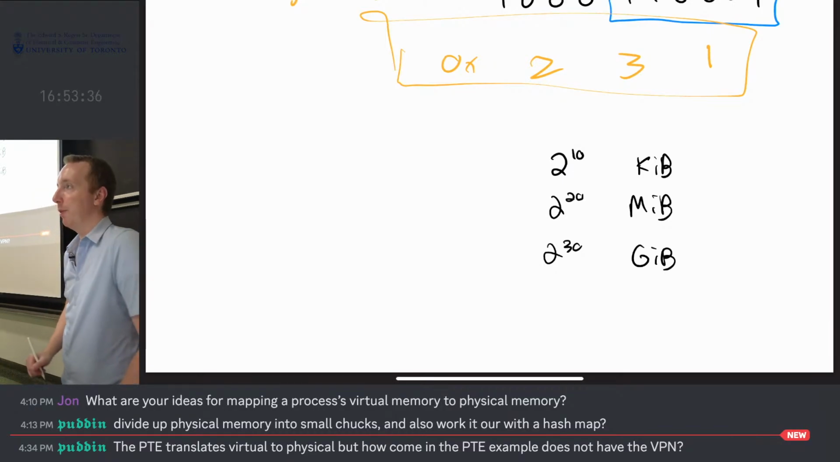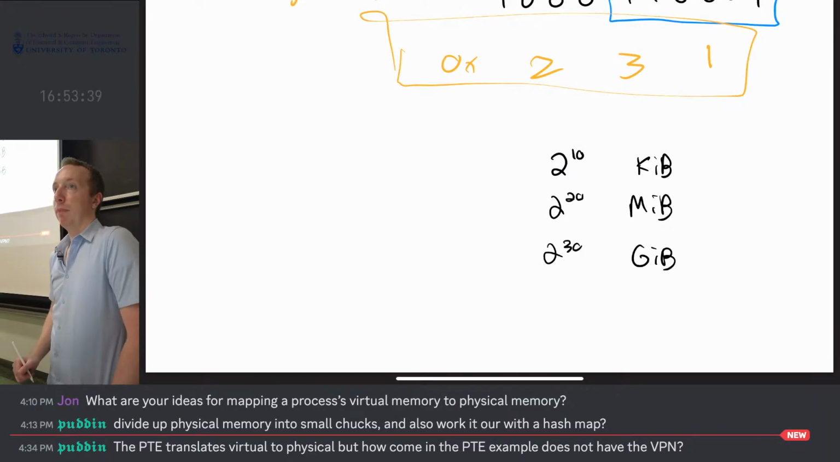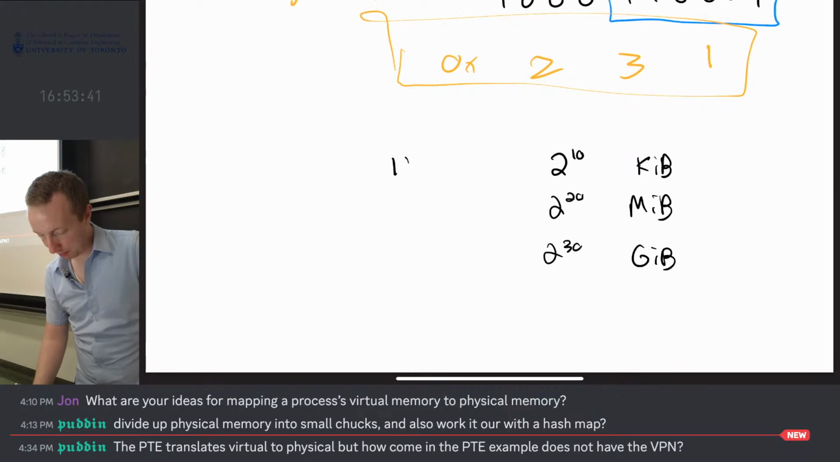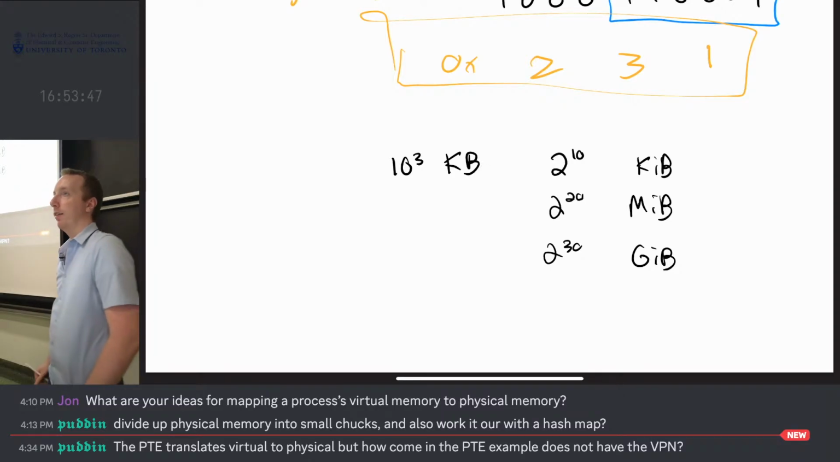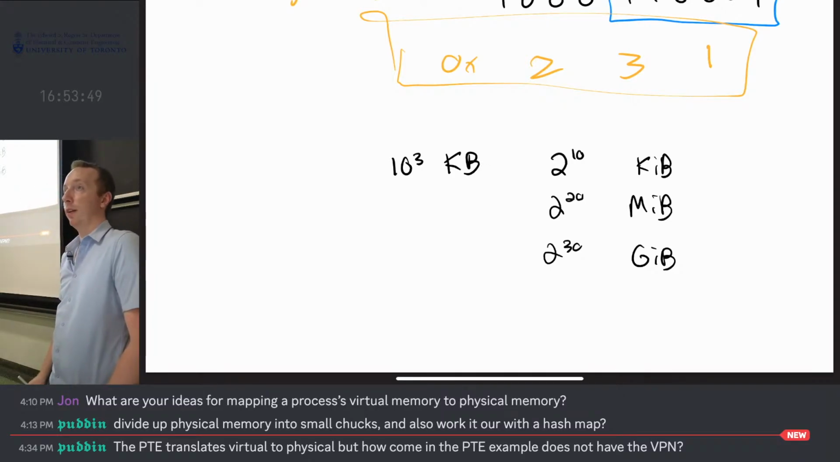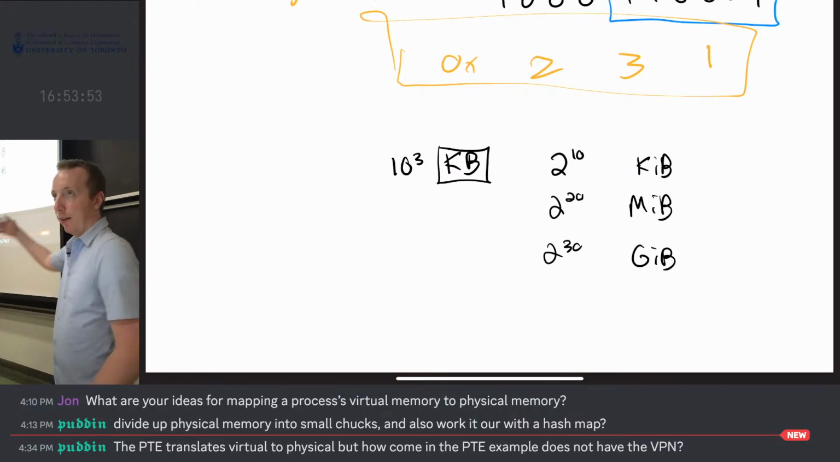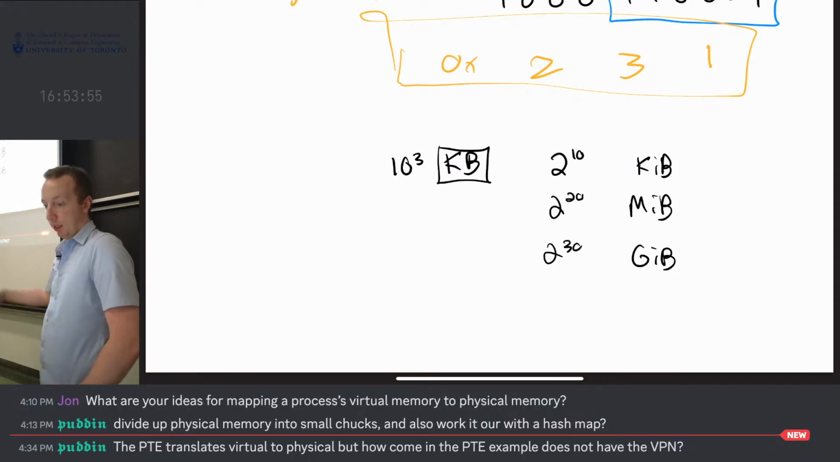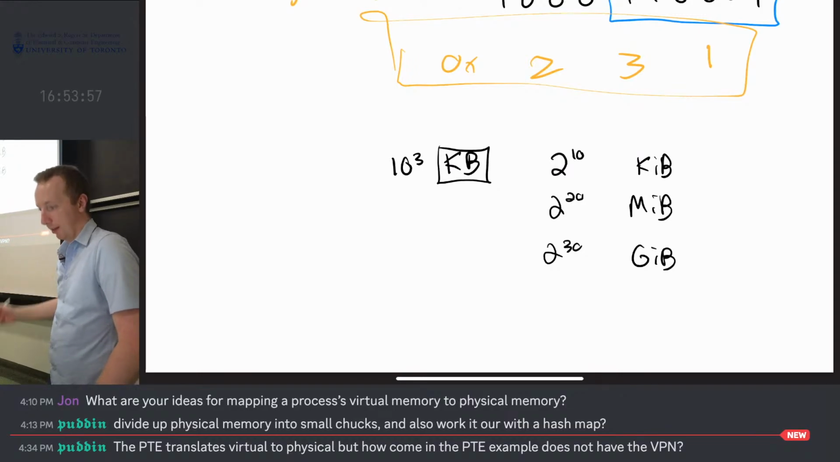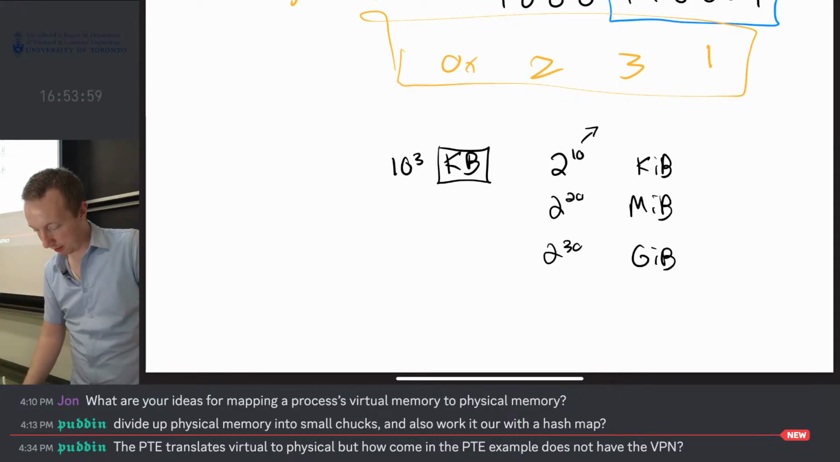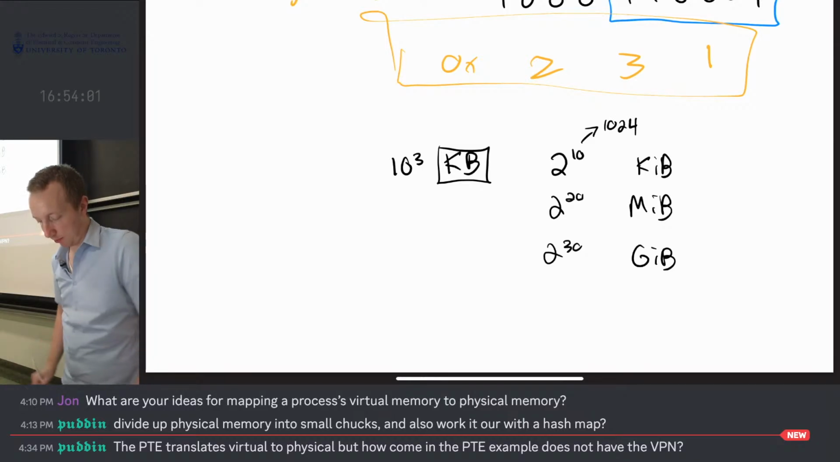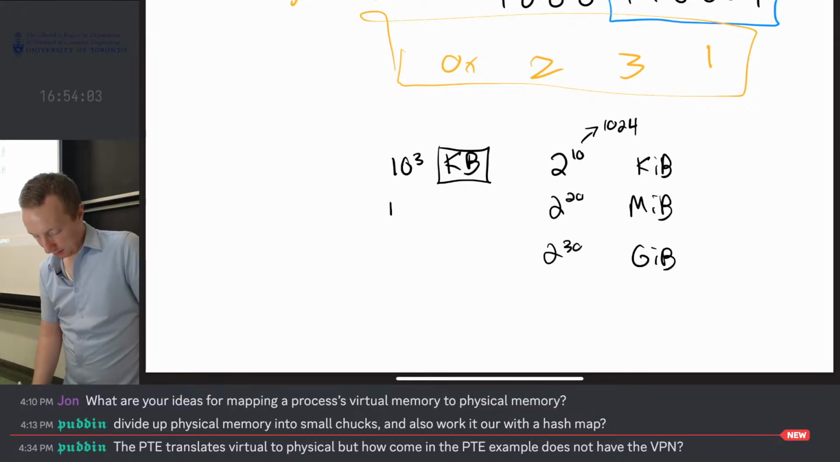Some people believe in powers of 10. So some people will call a kilobyte 10 to the power of 3, which is 1,000. And that is also a valid definition of kilobyte. So whenever you see kilobyte, it could mean 10 to the power of 3, or it could mean 2 to the power of 10. And you might notice that 2 to the power of 10 is slightly bigger. That's 1024. So it would go up like this.